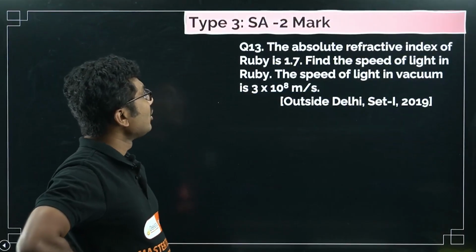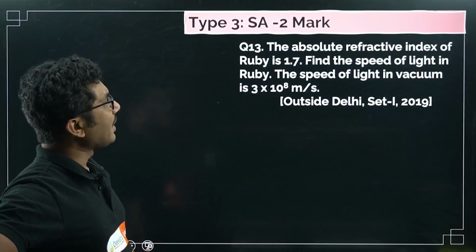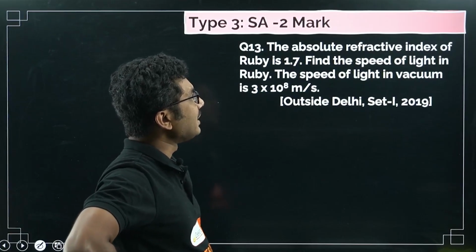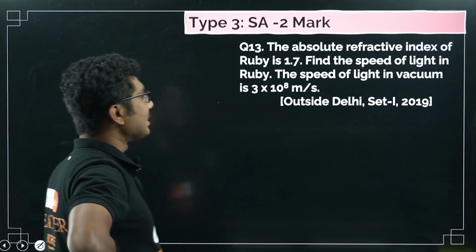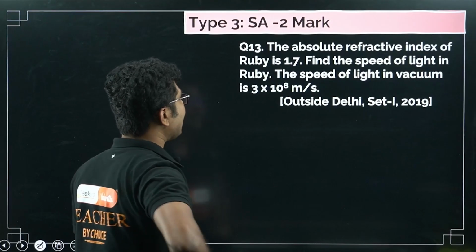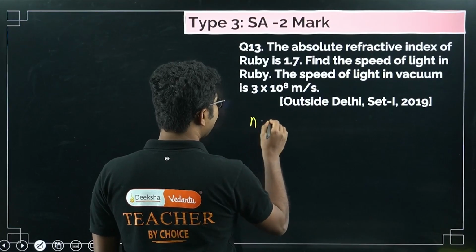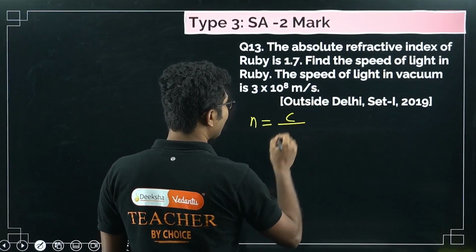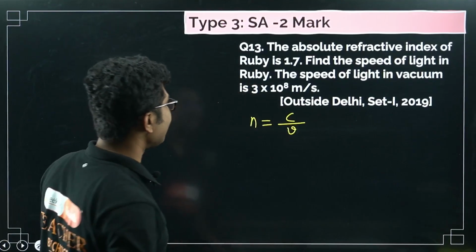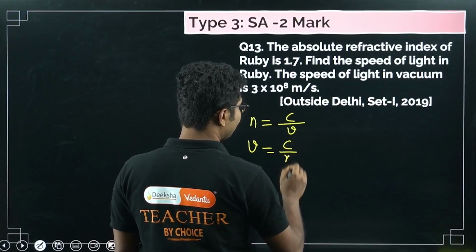Now next, two more questions. This is from the Outside Delhi set. The absolute refractive index of ruby is 1.7. Find the speed of light in ruby. The speed of light in vacuum is 3 times 10 to the power of 8 meters per second. We know that refractive index is given by the speed of light in vacuum divided by the speed of light in the medium. If you have followed my class yesterday, I discussed it. So v equals c by n.